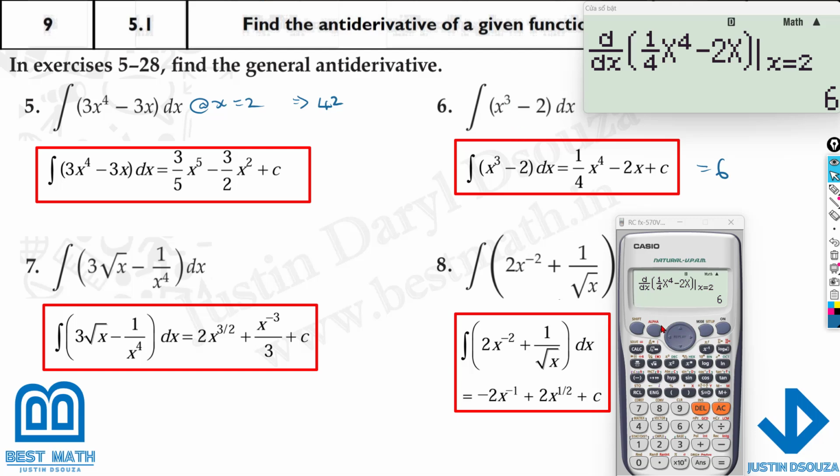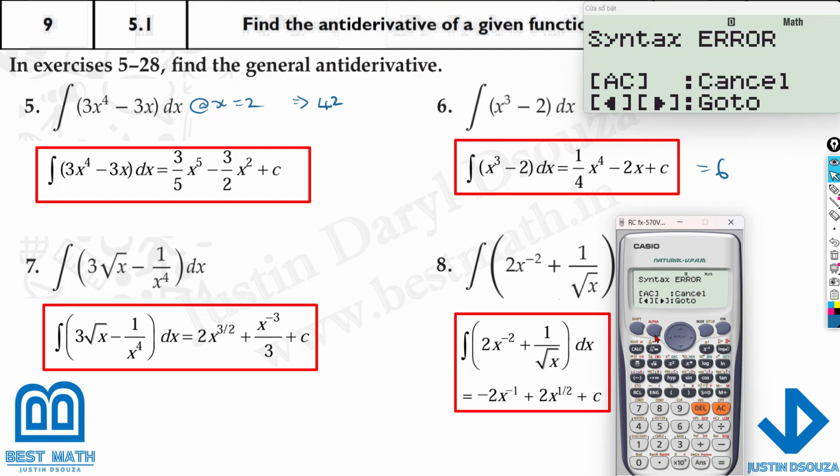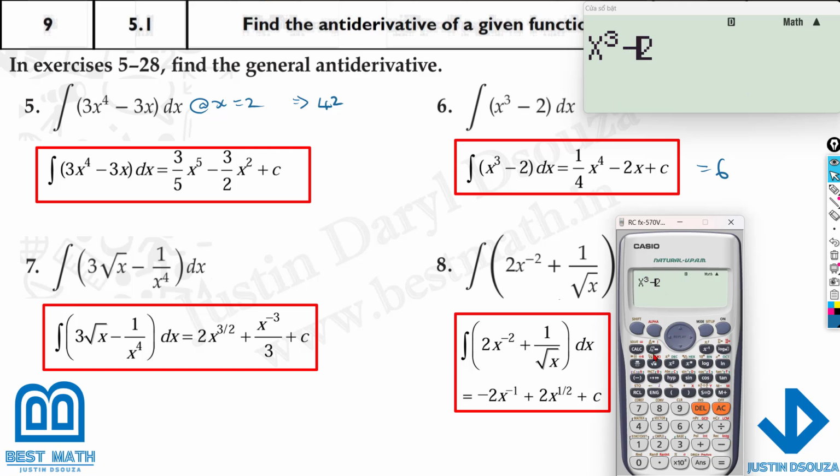Now, if you type this out, x to the power 3 minus 2, and calculate this. Sorry, I have not written minus 2. Calculate this at x is equal to 2, you will get 6. You have to, otherwise it's not correct. So whatever answer you get correctly will match with the question. So when you derive this answer, you must get whatever the x value you put over here. So please do try for all the problems.